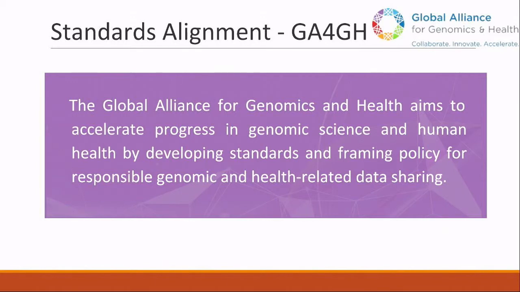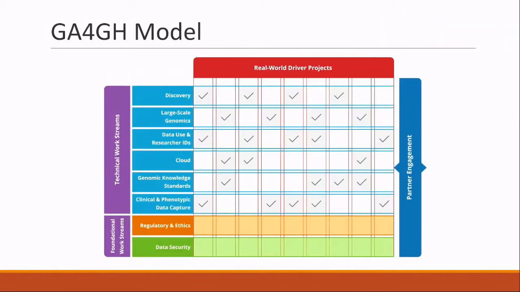They've got quite well established, up and running data work streams and task teams that are quite active and already rolling out standards in a whole bunch of different initiatives. The GA4GH has a matrix model. There are a whole set of real world driver projects. These are projects that are generating data, sharing data, and making it accessible, and they need it.